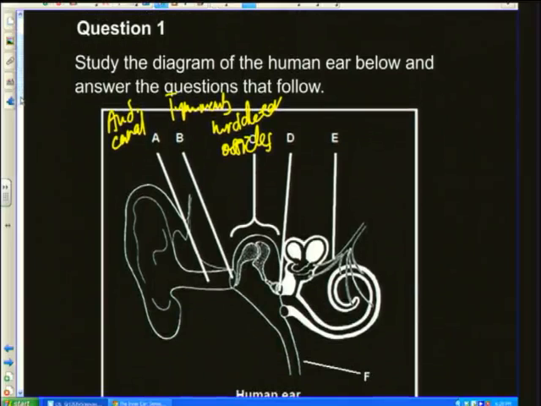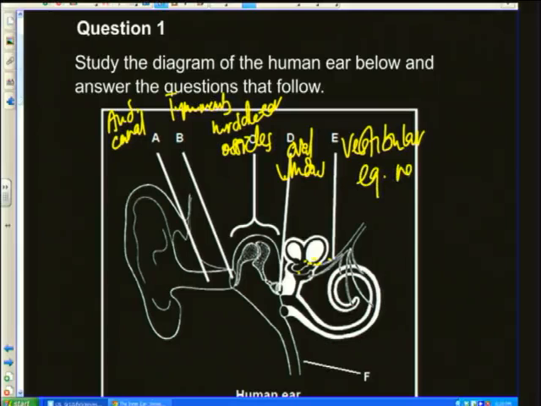D, where the stirrup is knocking against, that would be the oval window. And E, notice where this nerve is coming from. This particular nerve is coming from the semicircular canals and the sacculus and utriculus, not from the cochlea. This particular nerve, look at the line there, it's going that way. So this one here has to be the vestibular or equilibrium nerve. This one here would be the auditory nerve. And this snail shell-like structure is the cochlea.